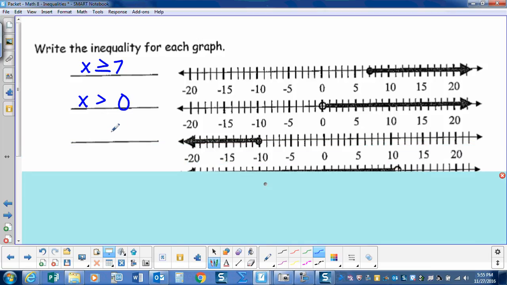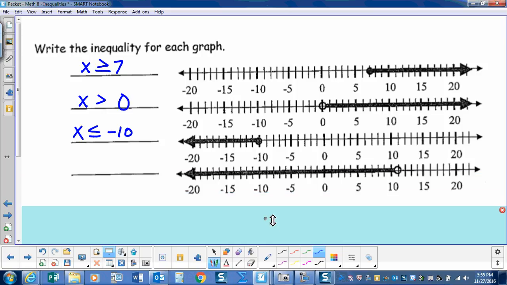Here we're starting on the number -10. It has a solid dot, and all the numbers are smaller than that, so x is less than or equal to -10. Here we started on number 11. We have an open dot. All the numbers are less than, so x is less than 11.